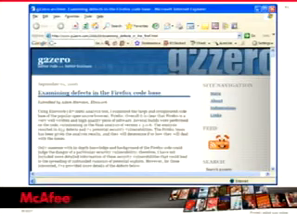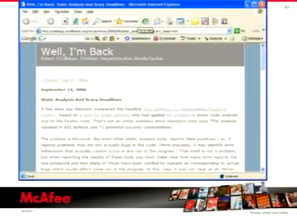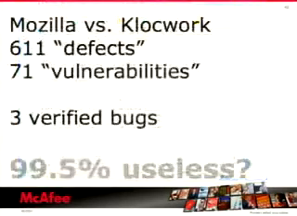Here's a blog entry from a year or a year and a half ago about somebody who took the Clockwork analysis tool and ran it against the Mozilla code base. And here's a response from the Mozilla developer. I'll summarize this discussion for you. Basically, there were 611 defects found in Mozilla, and 71 of them were determined to be vulnerabilities. Out of all of those, though, the Mozilla developers found that only 3 were bugs. So the question is, was that analysis tool then almost 100% useless?